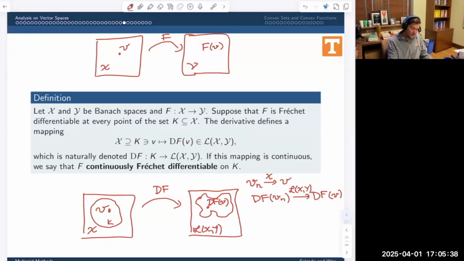Okay? Because each time I change this point, I'm going to get a new bounded linear mapping, and that's going to converge to this bounded linear mapping. So that's what we mean by continuity in this case. But if it's continuous on this whole set K, then we say that F is continuously Fréchet differentiable on K.